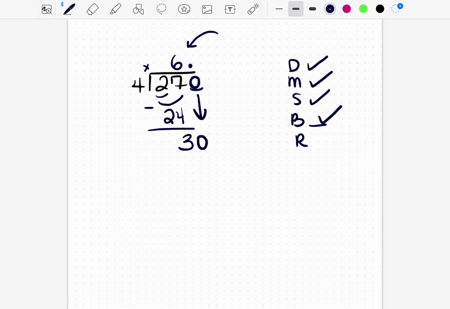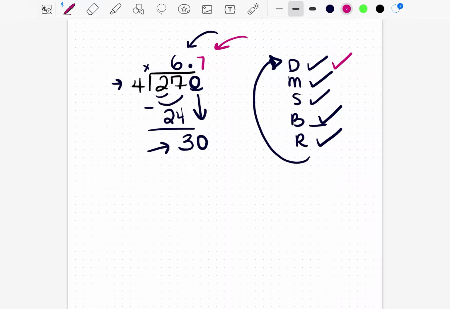So we brought down. The next step is repeat. What does that mean? We go back to this top and we start again, but we start from this brand new number. So now we're still doing 4, but how many times does 4 go into 30? So 4 can go into 30 7 times. Okay, so we divided and we put that number back on the top.